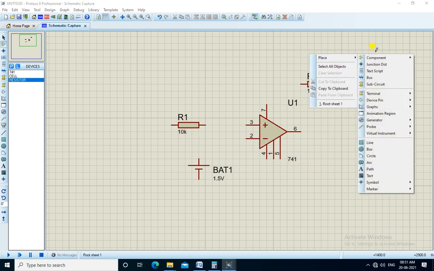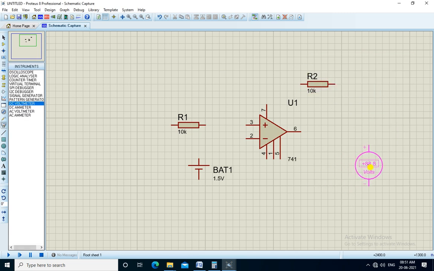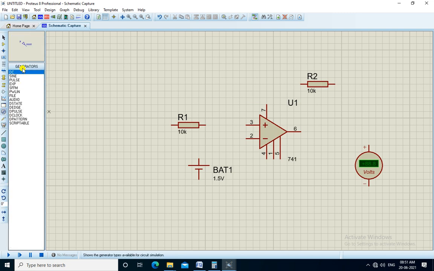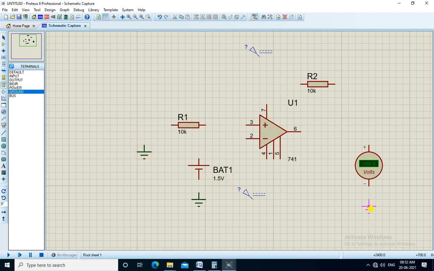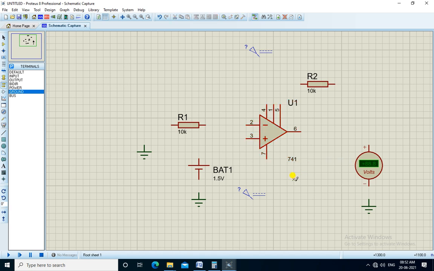We need to measure the output voltage, so we place the DC voltmeter. We need to apply the plus VCC and minus VEE. We get it from here, DC source, and ground. Okay, now we will connect all the components.